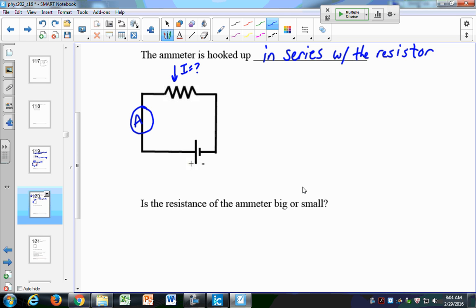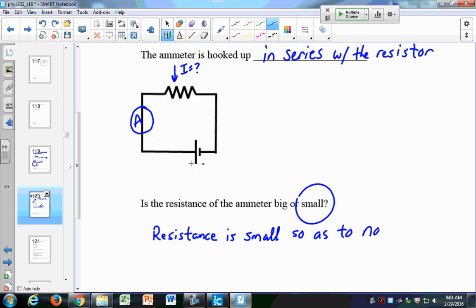Ohm's law, we'll get to that in just a bit. But you'd get a really small current. So if you had a big resistance in that ammeter, it would affect the circuit. So the resistance of the ammeter is really, really small, so as to not affect the circuit.